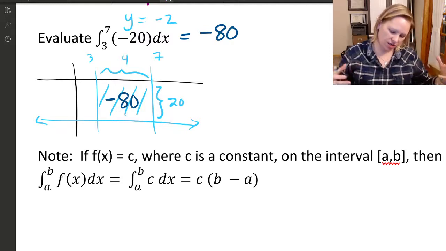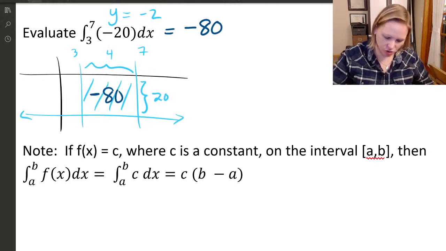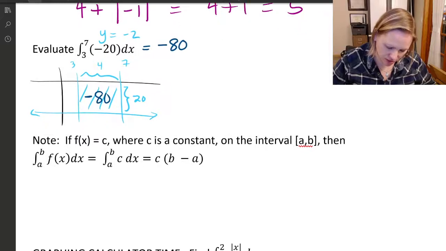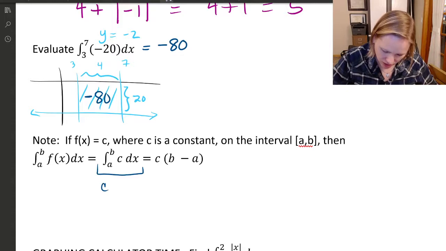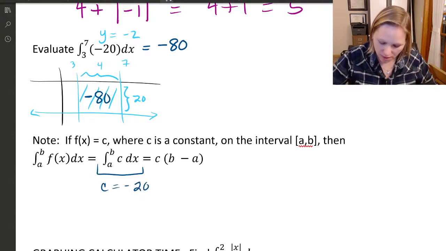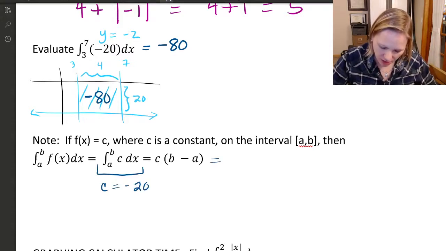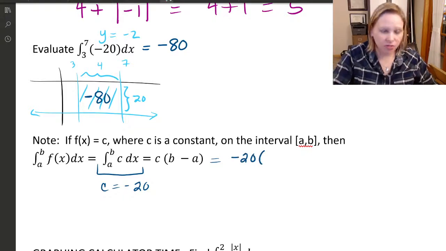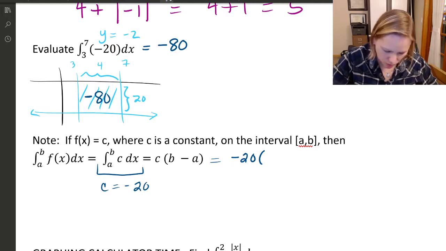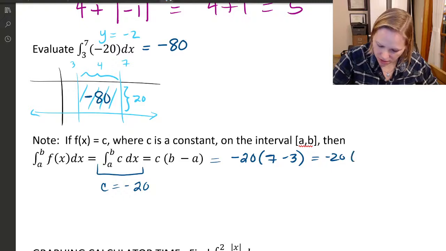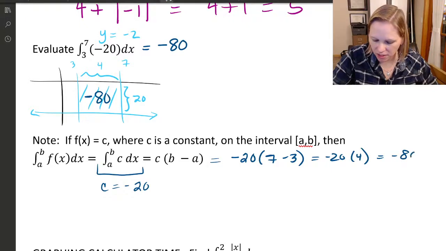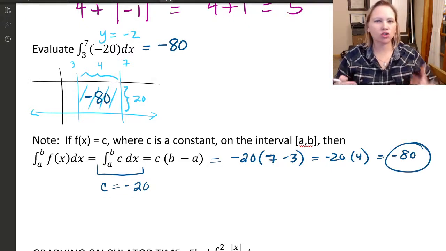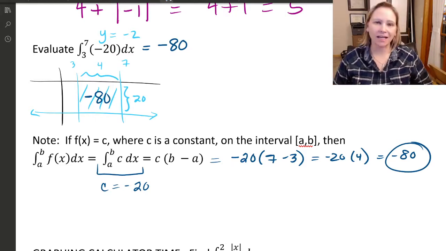Now, when we're integrating a constant, here's a little shortcut, a little notation for this. If you are integrating a constant c, in the example we just did, c was negative 20, and then b and a were 7 and 3. So we'd say c times b minus a, or 7 minus 3. So negative 20 times 4 gave me my negative 80. So that would be another little shortcut for when we're integrating a constant.